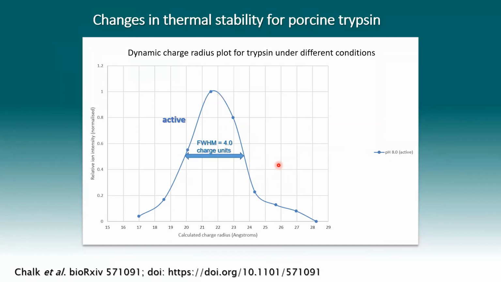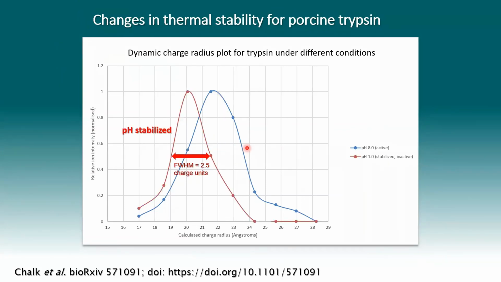Here's a similar experiment, this time done for a protein. This is trypsin. And what we have here, we plotted the normalized ion intensity against the calculated charge radius. And this is active trypsin at pH 8. If we measure the full width half maximum, it's 4 charge units.